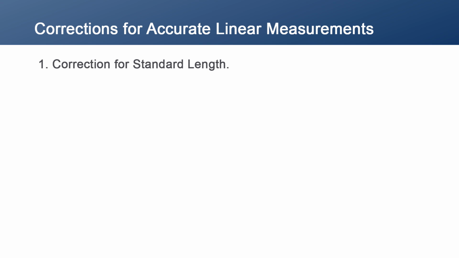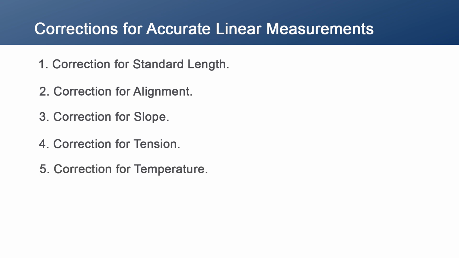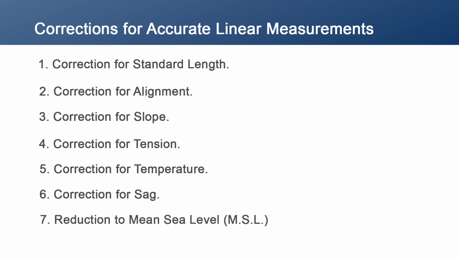So, the factors are correction for standard length. Next is correction for alignment. Third is correction for slope. Fourth is correction for tension. And fifth is correction for temperature. And sixth is correction for sag. And the seventh is reduction to mean sea level. So, by applying these corrections, you can ensure that your measurements are as accurate as possible regardless of the conditions or equipment that you are using.